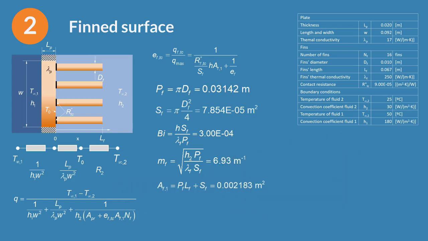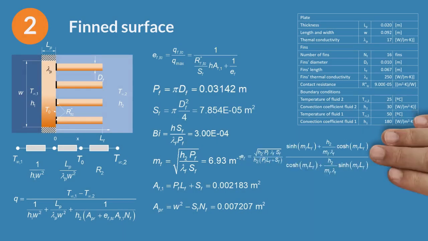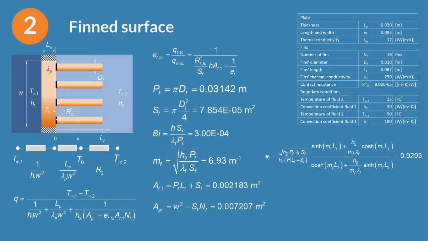The area of one fin in contact with the fluid is the perimeter times the length plus the cross-sectional area. The prime area is the cross-section of the plate minus the cross-sectional area of one fin times the number of fins. Now is time to calculate the efficiency with the formula for fins of convective tip. And the efficiency of fins with a thermal resistance in the base.